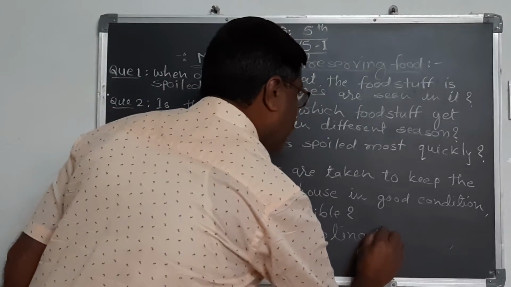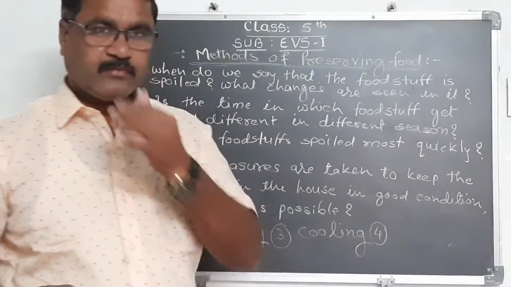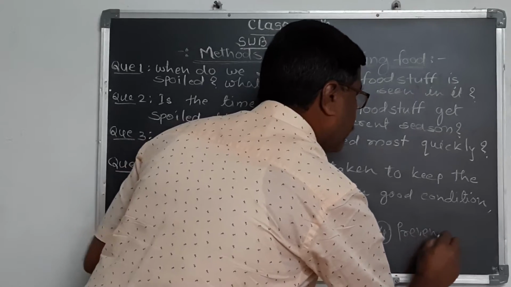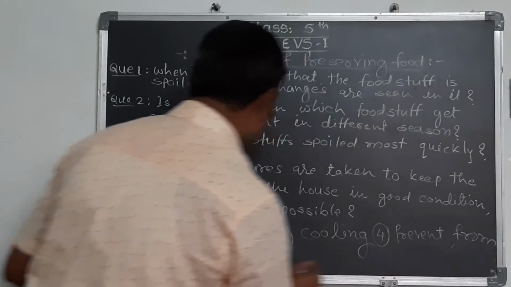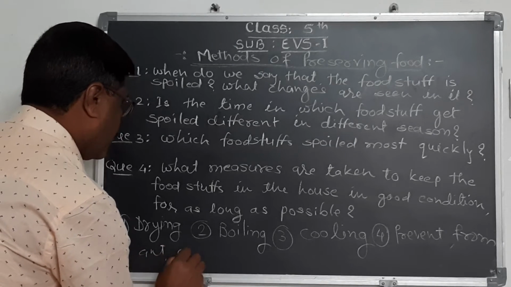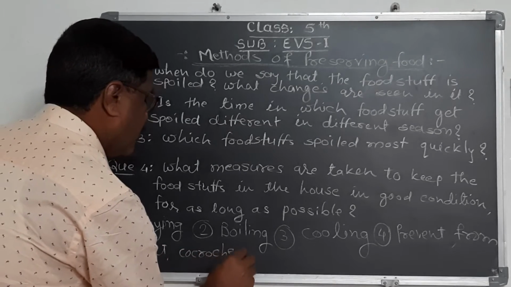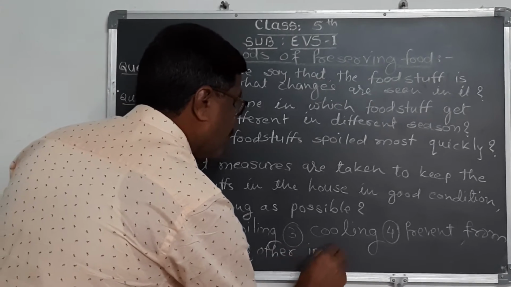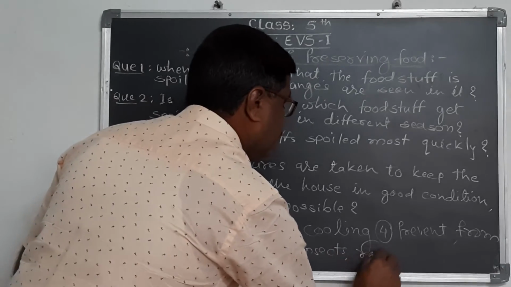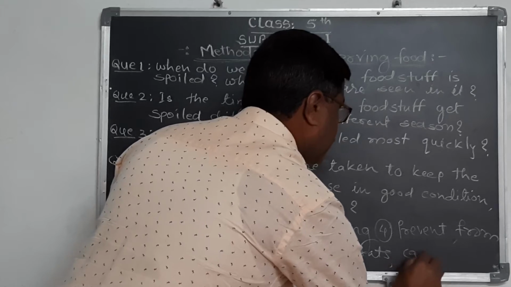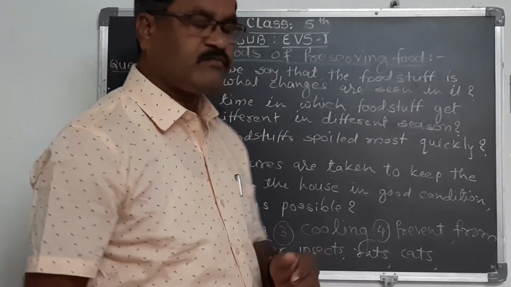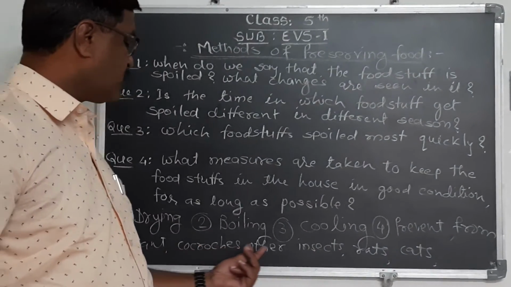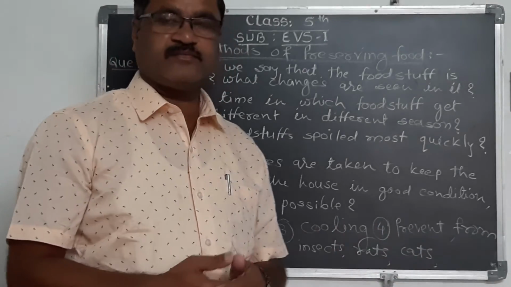Again, fourth number, that is prevent from ants, cockroaches, other insects, rats, cats, etc. Means what? Prevent the food from ants, cockroaches, other insects, rats, cats, etc.